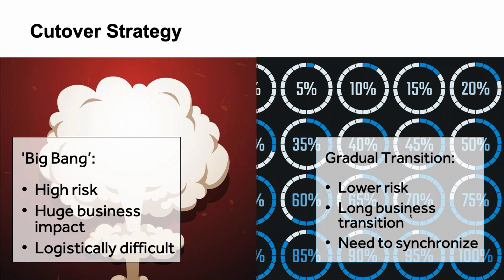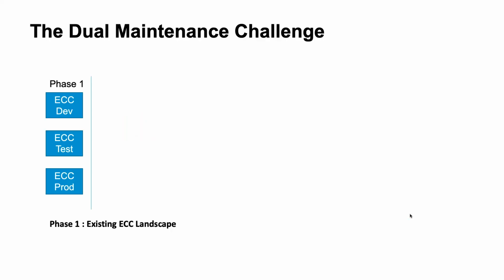But regardless, I think the cutover strategy will either mean that you're doing this in a big bang with high risk, or you're doing this in some type of phased transition, which in turn will likely make the project duration longer. Now, regardless of how you migrate, one of the challenges you would face is dual maintenance. And let me just walk through what that dual maintenance challenge is for those who are unfamiliar with that term.